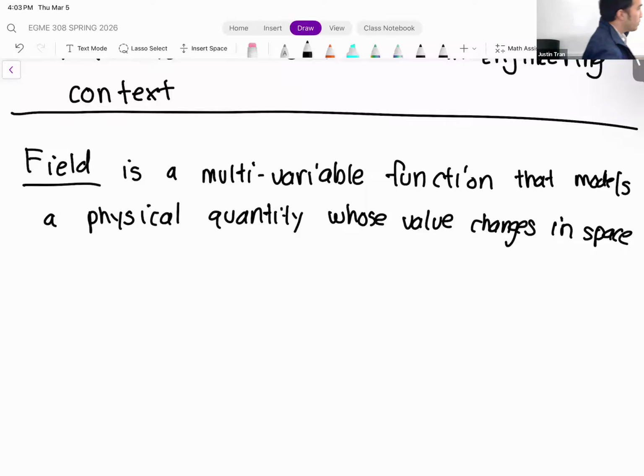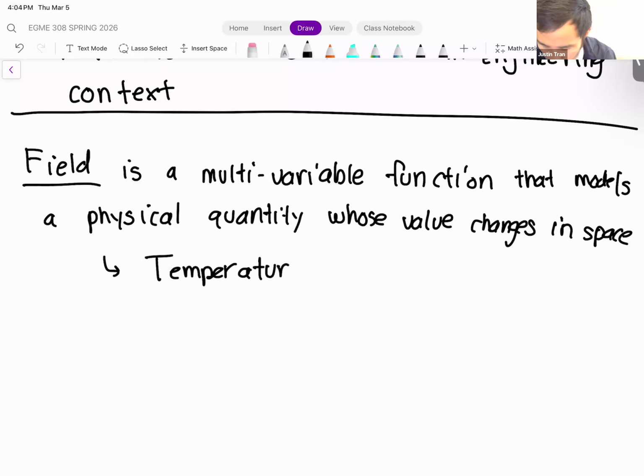And so by space, I usually mean some Cartesian coordinates, right? So X, Y, and sometimes Z. Although we're not going to do too much in 3D because that just ends up being more computations. So for the most part, we're going to be looking at 2-dimensional situations, right?